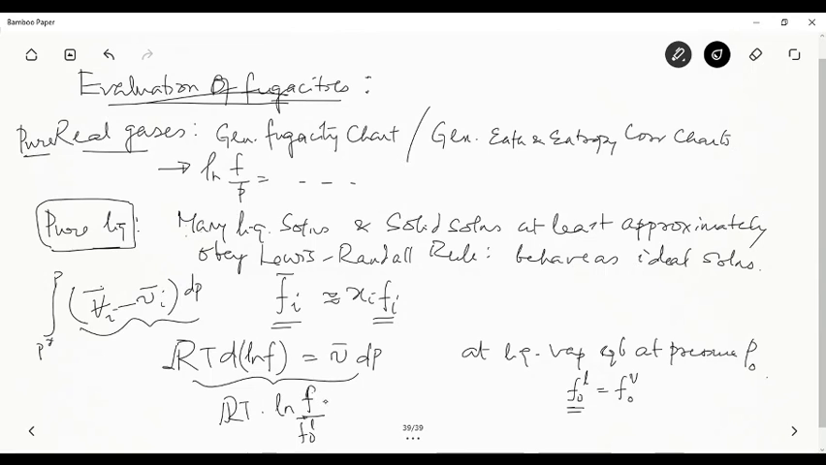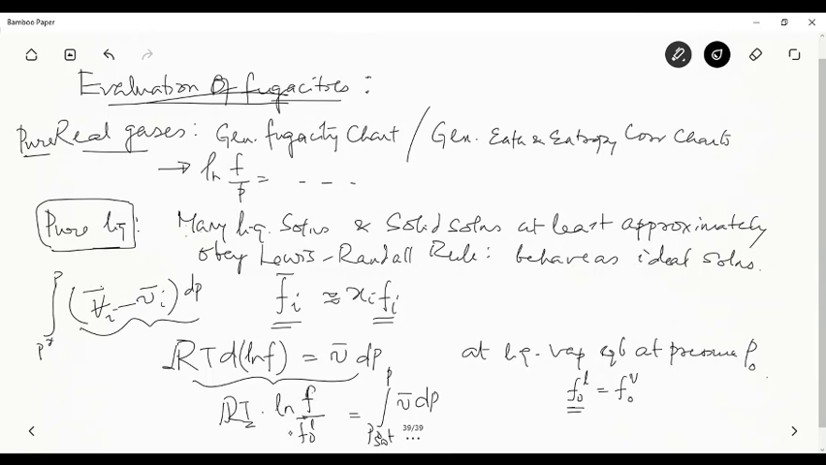Okay, so in the liquid state, at any given state, F by F naught would be equal to the integral from P naught to P of V dP. Now, this P naught is basically the saturation pressure at the same temperature T.